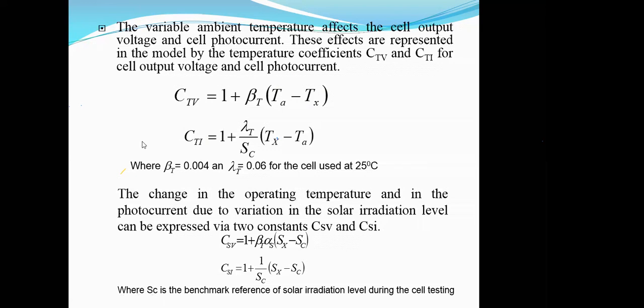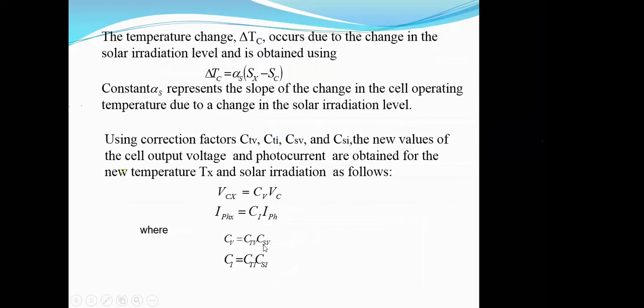So what will be the change in voltage? That will be CTV into CSV: the change in voltage due to change in temperature and the change in voltage due to change in solar insolation. So what will be CV? CV will be nothing but CTV into CSV. Similarly, CI, the change in current, is calculated by CTI into CSI.